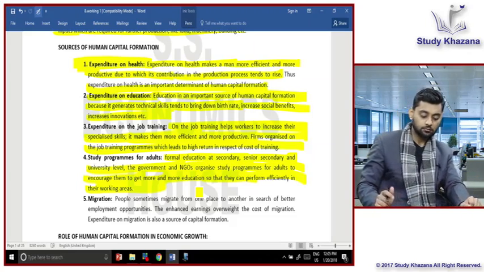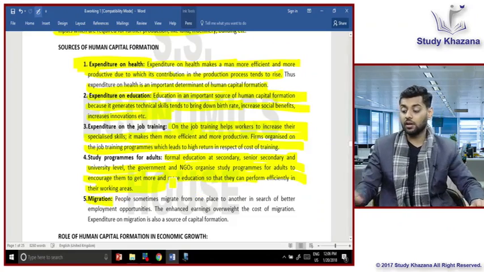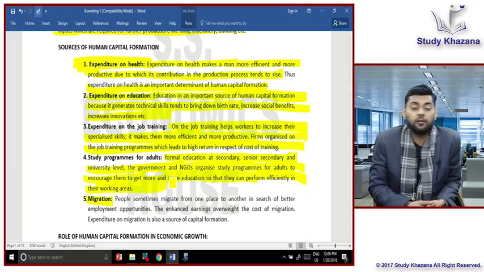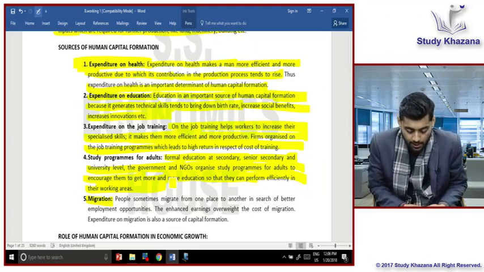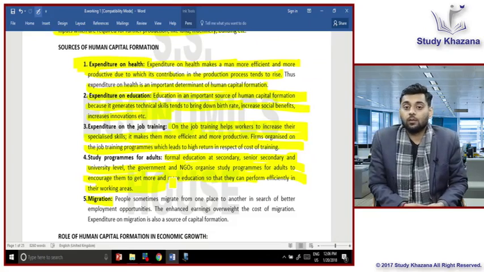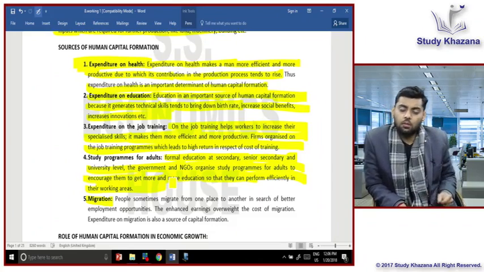Now, the next, fifth point is migration. You must be wondering why migration, or how migration will benefit the economy, how it benefits the human capital, and how it can build the human capital in our economy. You must be wondering this. The thing is this, guys, just give a thought in your mind.